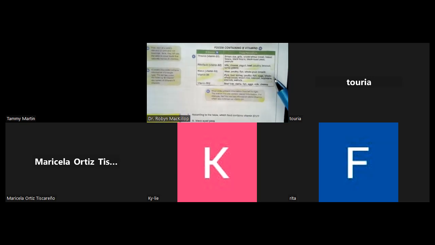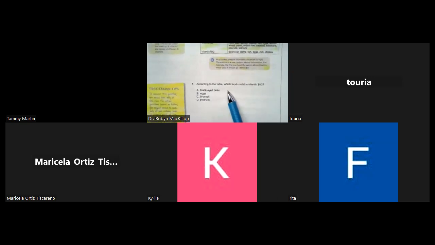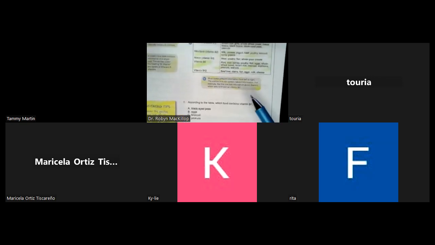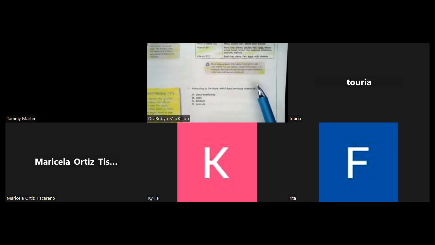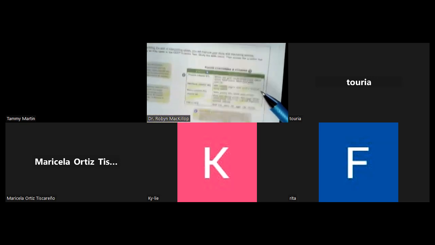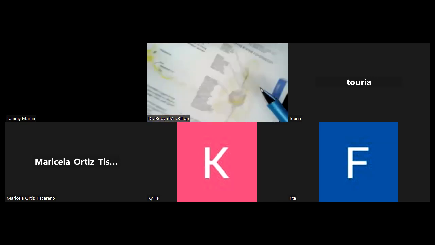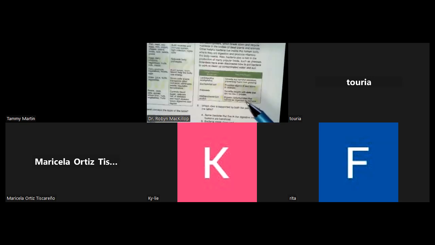All right, this one is a table, foods containing B vitamins. According to the table, which food contains vitamin B12? So you're just going to come up here and find B12. They list the foods: beef liver, clams, fish, eggs, milk, cheese. B. Perfect. It seems almost too easy, doesn't it? Oops, I already did that one.